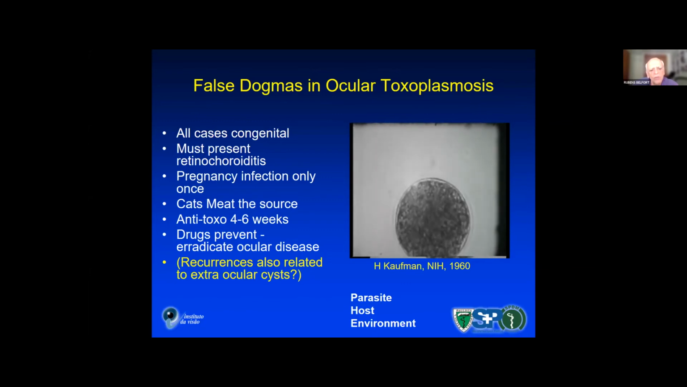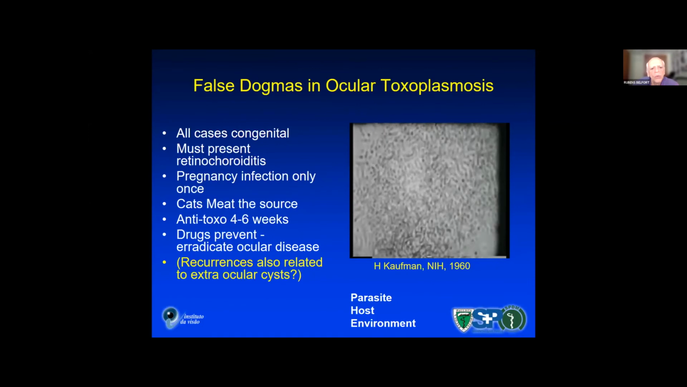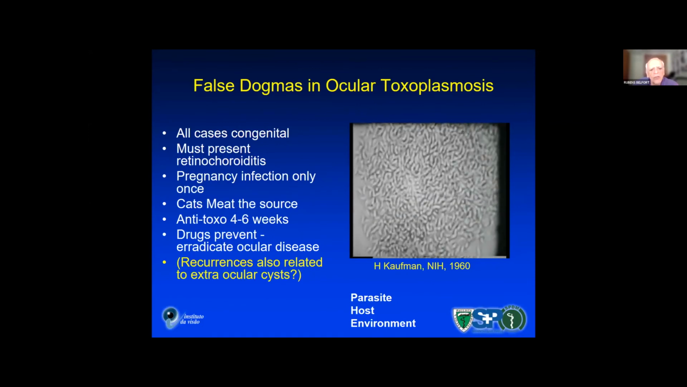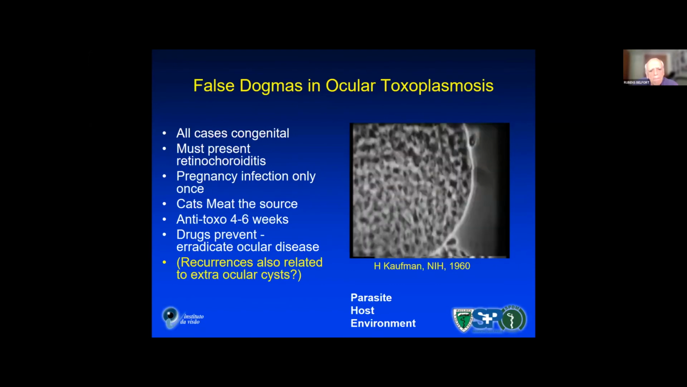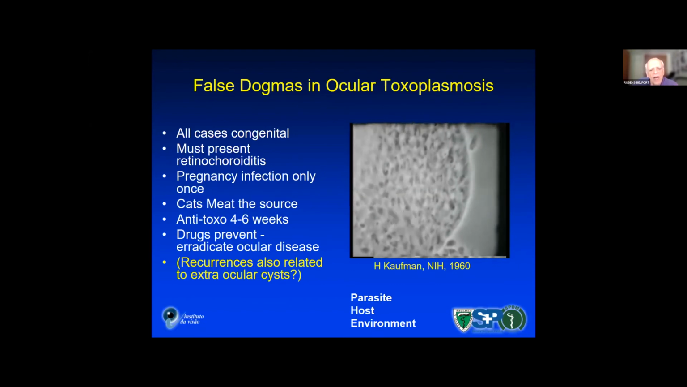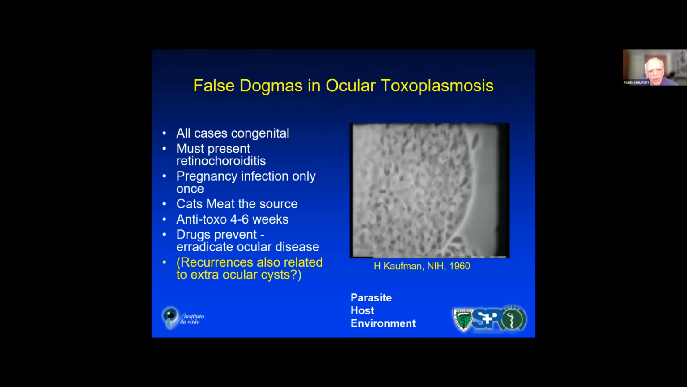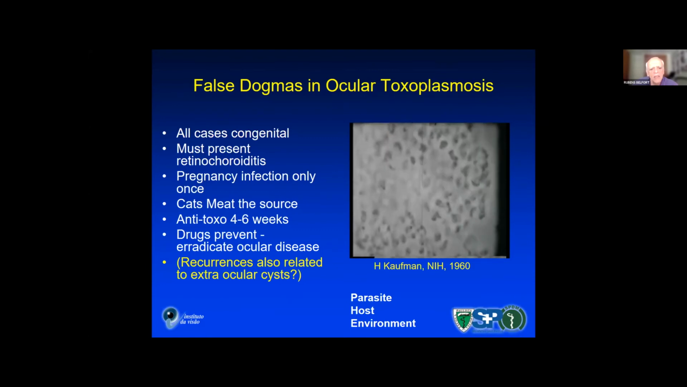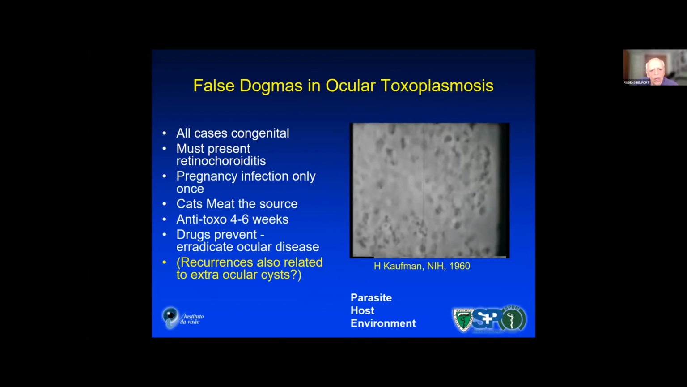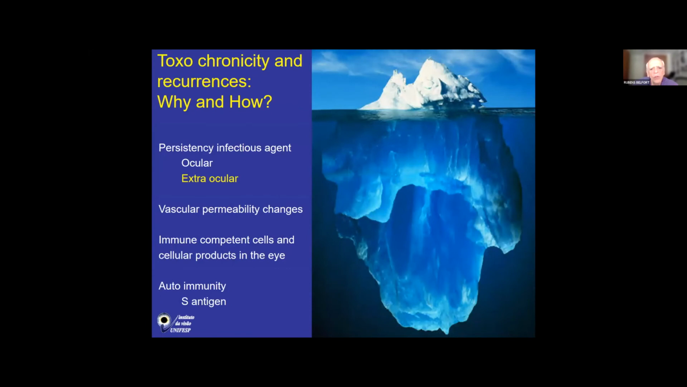And something that is not still being realized, but personally I believe is very important, is that ocular recurrences are not only related to the rupture of the retinal cyst. It's very probable that most of the symptoms and signs that you see in ocular recurrences in toxoplasmosis depend on extraocular mechanisms and extraocular cysts that rupture in other parts of the body. Next one. And all that has to be considered when we talk about recurrences. Next one.